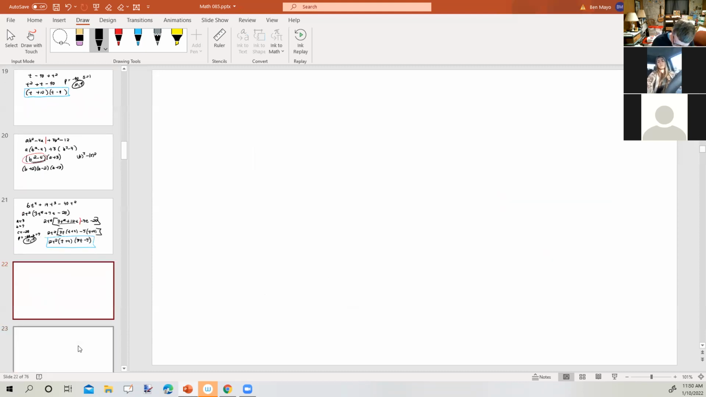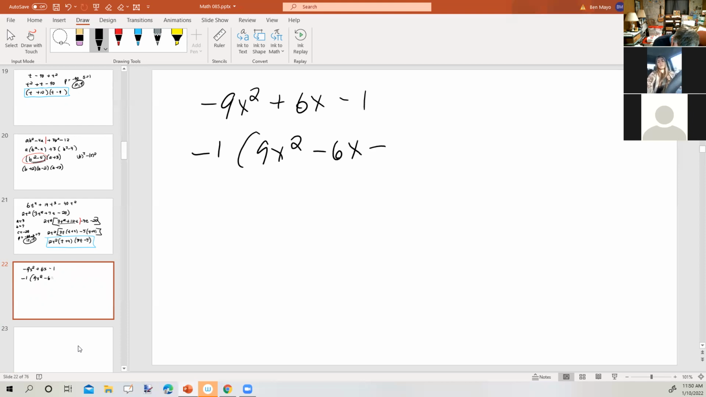How about this one? Negative 9x squared plus 6x minus 1. This is a trinomial. It's in standard form. Its leading coefficient is negative, so I'm going to factor out a negative 1. Okay. Now, what's left inside looks like it could be a perfect square. That's a perfect square, that's a perfect square, and there's a plus sign there. So let's see if it is. I don't need this 1 out in front. I can just put a negative.